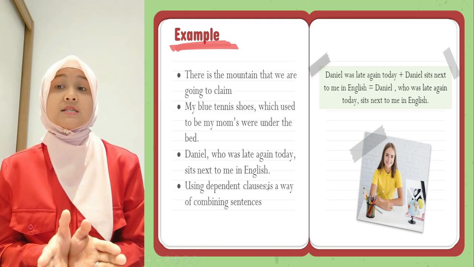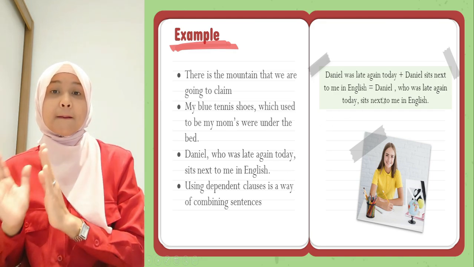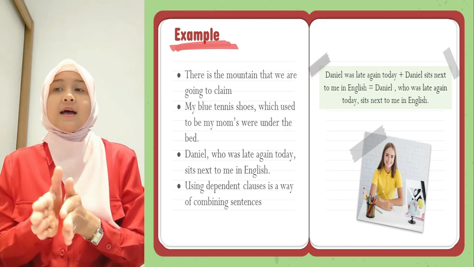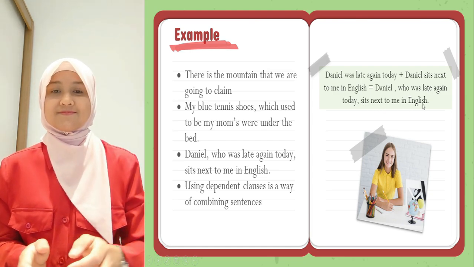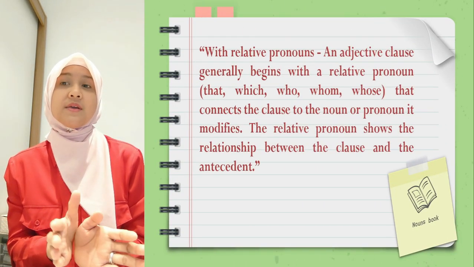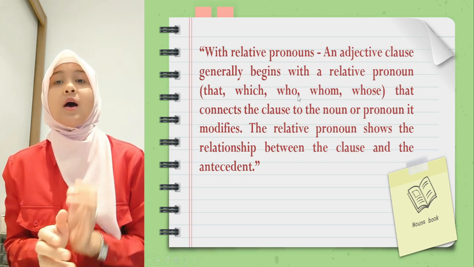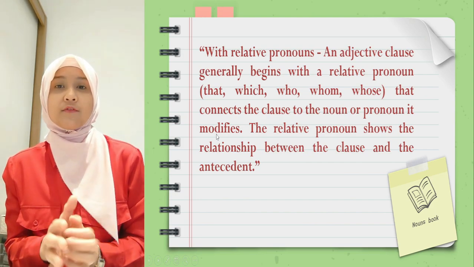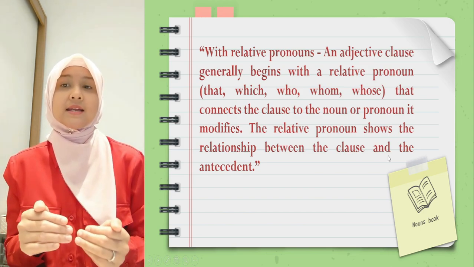Using a dependent clause is a way to combine sentences. Daniel was late again, plus Daniel sits next to me in English. Daniel, who was late again today, sits next to me in English. With relative pronouns, an adjective clause generally begins with a relative pronoun: that, which, who, whom, whose. These connect the clause to the noun or pronoun it modifies. The relative pronoun shows the relationship between the clause and the antecedent.